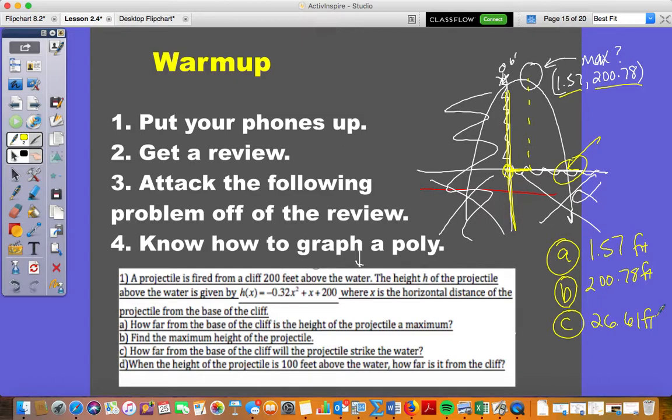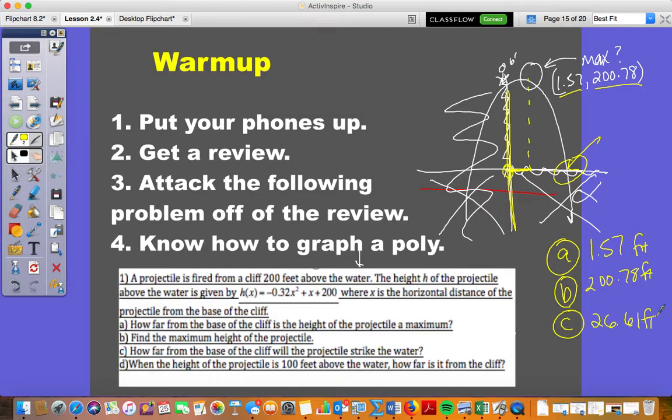Probably the toughest question we faced so far, okay? First of all, A, B, and C, are we good? We're good, okay? Any thoughts on D? When the height of the projectile is 100 feet above the water, how far is it from the cliff? Could you just subtract the 100 from your 200? Yes, that's exactly right. Good.